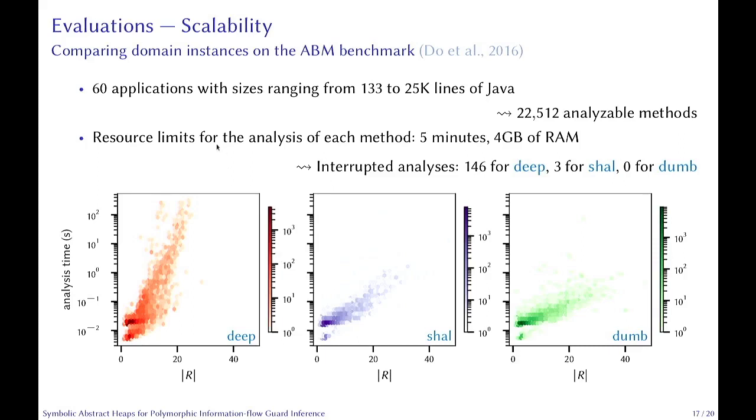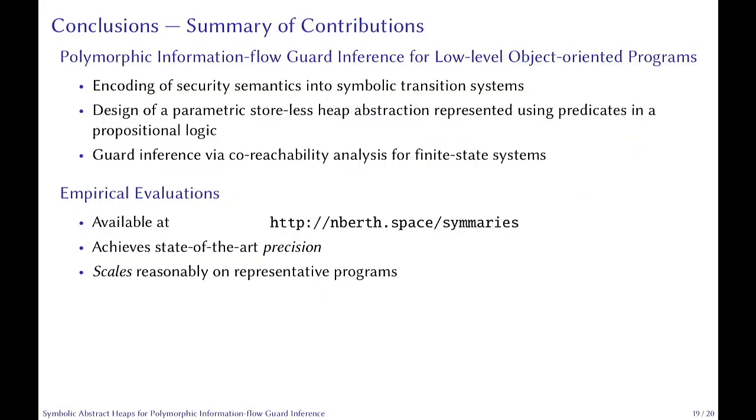Obviously, we can observe that. So note that here, 10 to the power of 0, this line here that is shared among all the graphs, corresponds to 1 second to analyze a method. And here in the x-axis, you have the number of unique reference variables in the code of the method. Okay, so we can observe that it scales reasonably well. I will skip that and go to the conclusion.